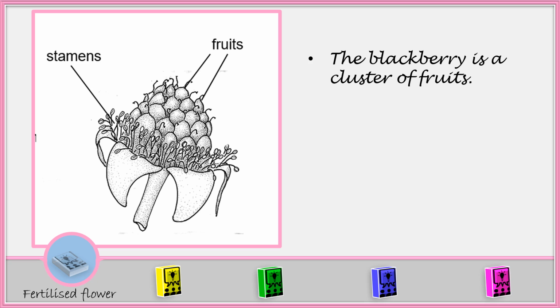The blackberry is a cluster of fruits. Cluster means a group of fruits. If you look at this berry here, you can see that there are very many fruits. All these are fruits, but they are not growing individually. They grow in a cluster or in a group. The stamens are these ones on the side, on the peripheral, and the sepals are this side.